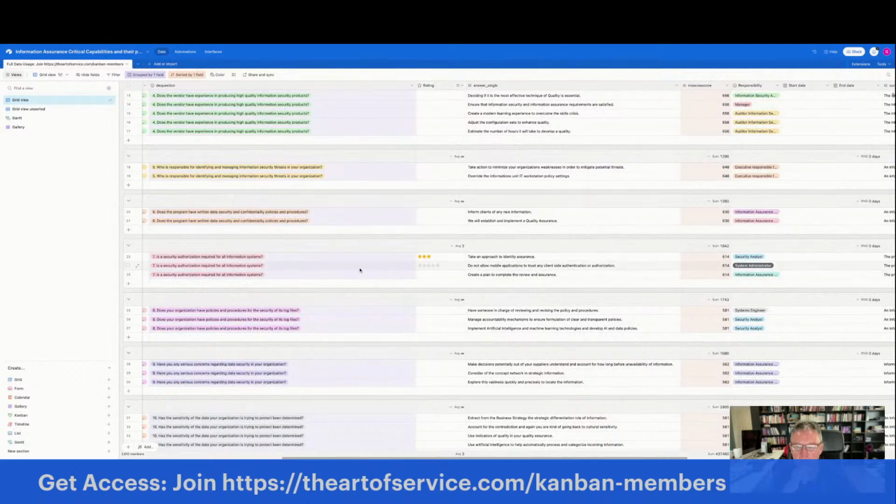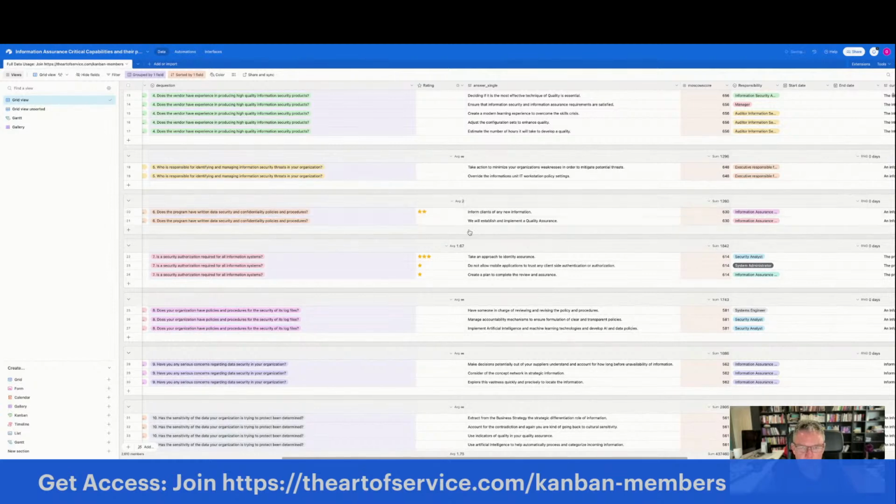We're doing this. The security authorization required for all information systems: do not allow mobile applications to trust any client-side authentication or authorization. We're not sure about that one. We've got to figure that one out. Create a plan to complete the review and assurance. Yeah, let's do that. Question number 6. Does the program have written data security and confidentiality policies and procedures? Inform clients of any new information.